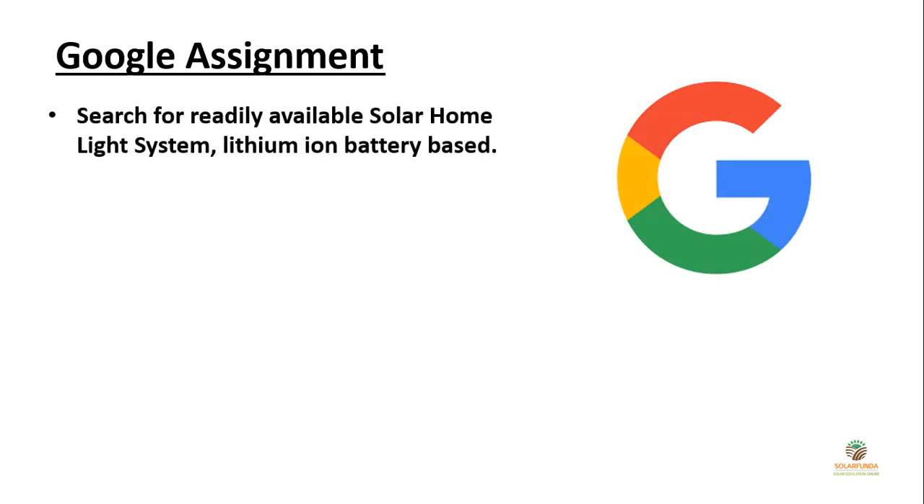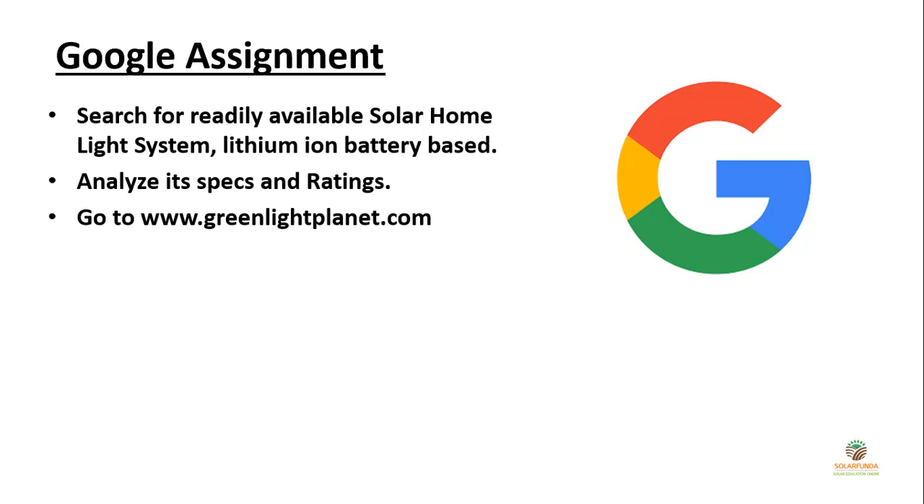Here is your Google assignment. Search for a readily available solar home lighting system which is lithium ion battery based. Analyze its specs and ratings. I got one website to explore. Go to www.greenlightplanet.com and you will find amazing solar products there.